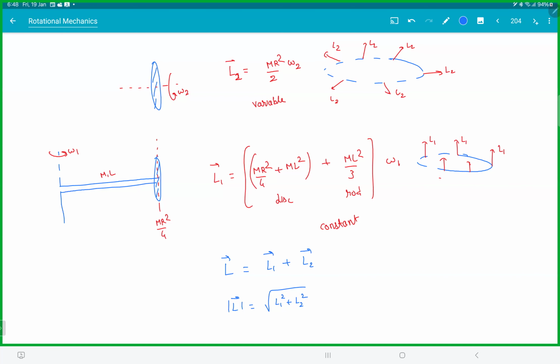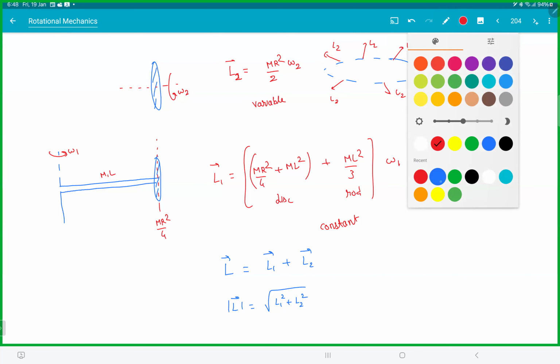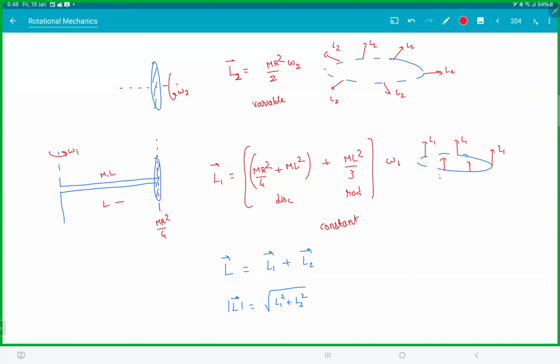L1, parallel axis theorem. This is ml r square by 4. We did this in rotation, in energy. You guys are not revising notes, that's why you're asking. Perpendicular axis theorem, mr square by 4 plus mr square. We did the same question.